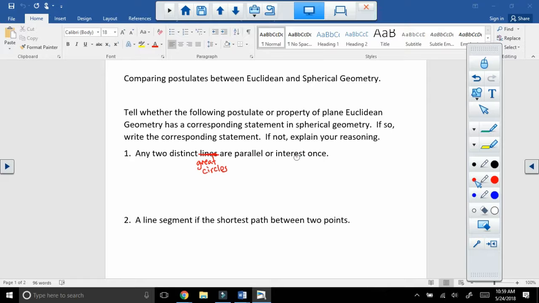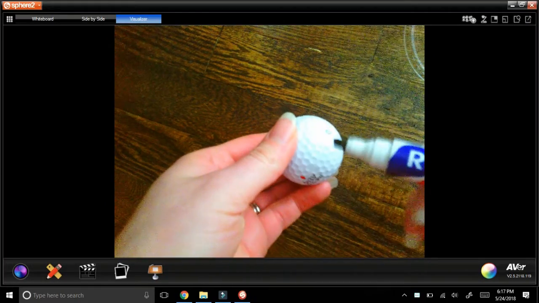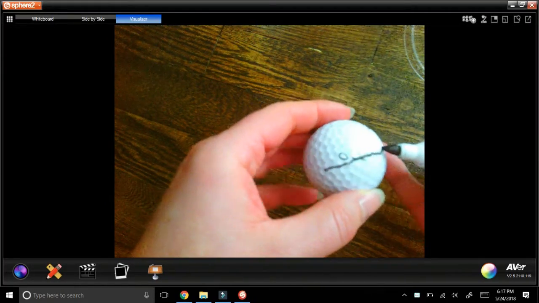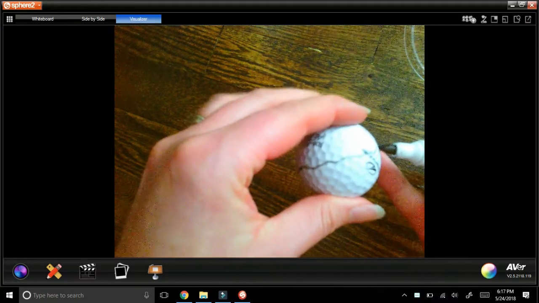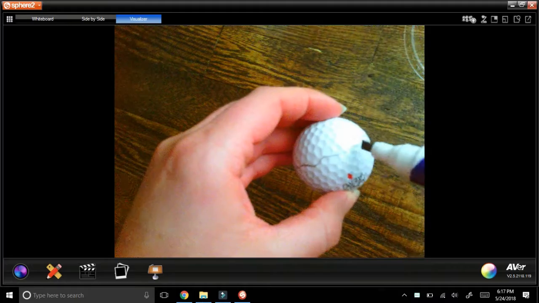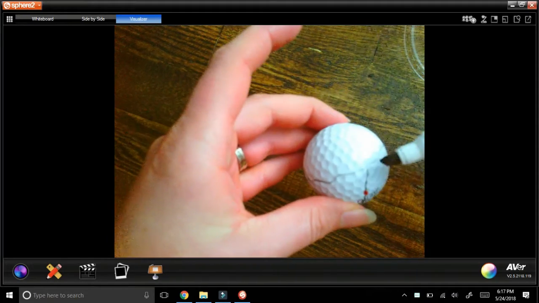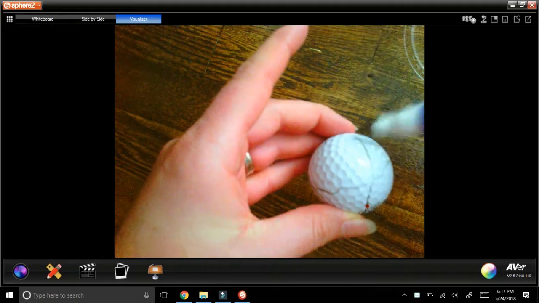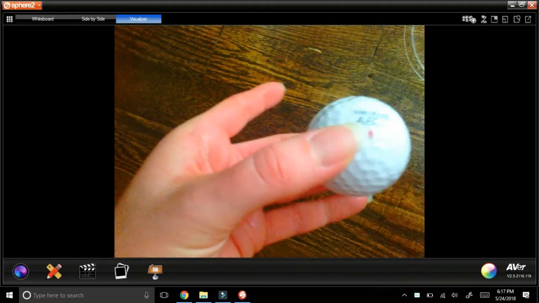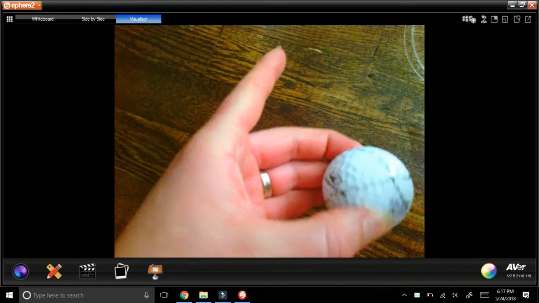Are parallel or intersect once. So in spherical geometry, are the great circles parallel or intersecting once? Wouldn't they intersect twice? They would intersect twice. Does that make sense? Let me get a ball. Let me show you here why, if you have 2 great circles, this is really bumpy, so I'll just try to draw that in. If I have 2 great circles going around the center, hopefully you can tell that these great circles aren't just going to intersect once, they're actually going to intersect twice when you get around to that other side.